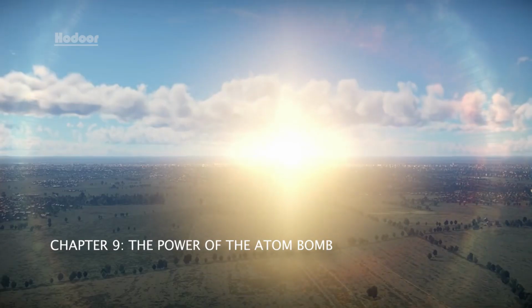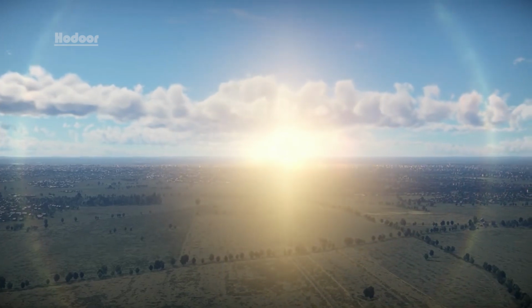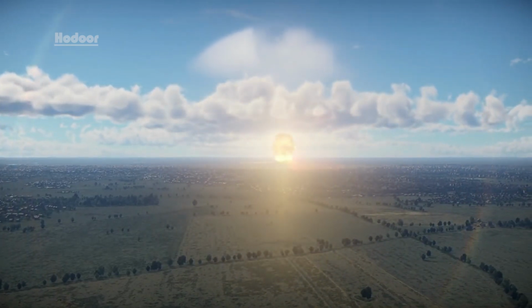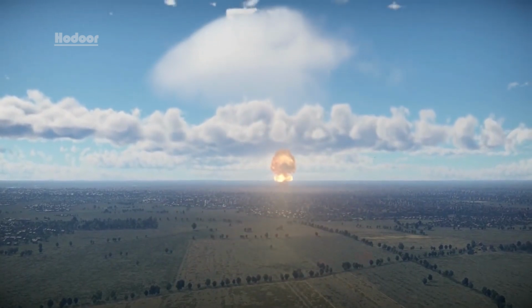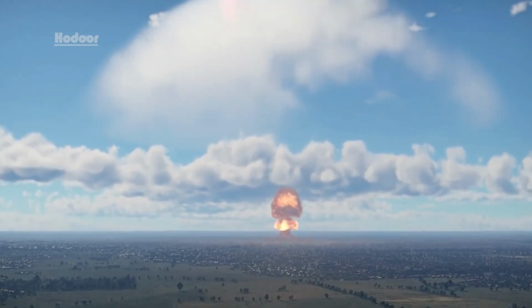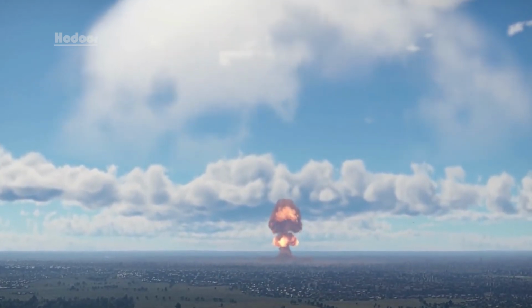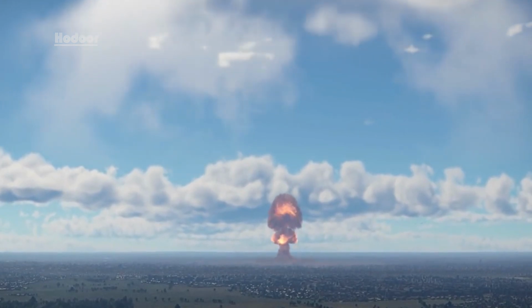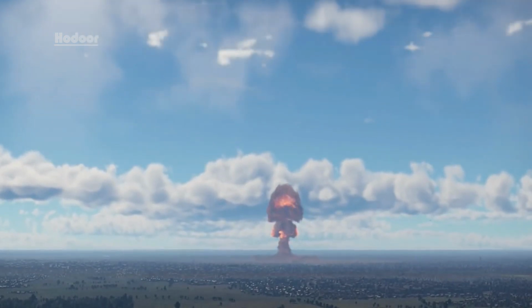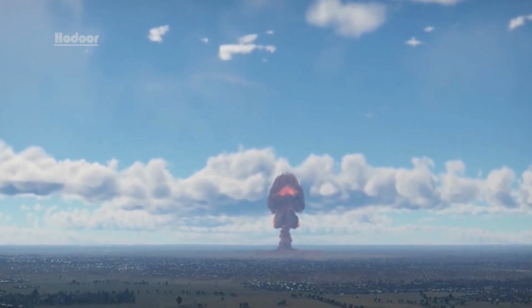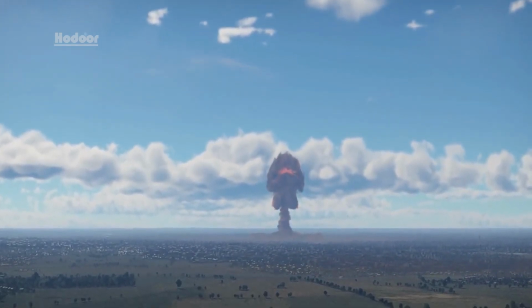Chapter 9. The Power of the Atom Bomb. If we ask how a bomb causes such great destruction, this is how it is. The effects of an atomic bomb vary depending on the power and distance of the explosion. However, in general, it is shockwave. The explosion of an atomic bomb creates a powerful shockwave. This shockwave destroys buildings, knocks down trees, and injures people.